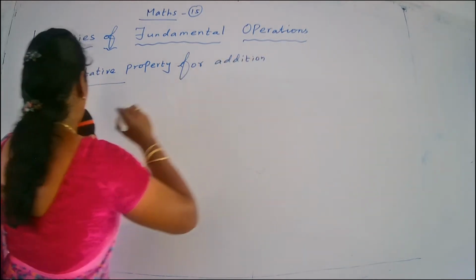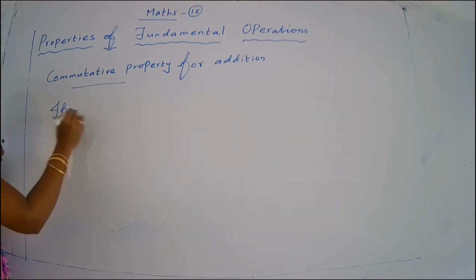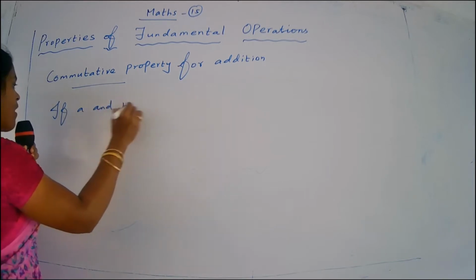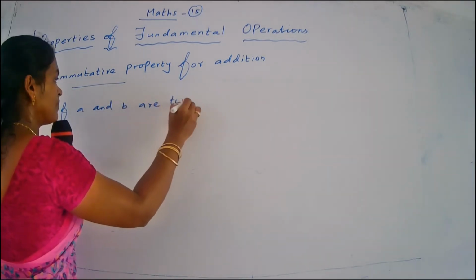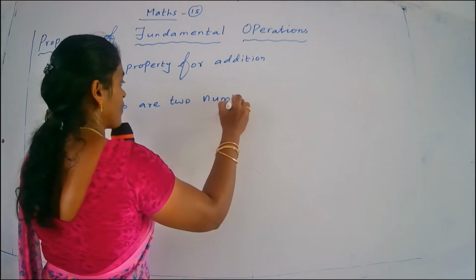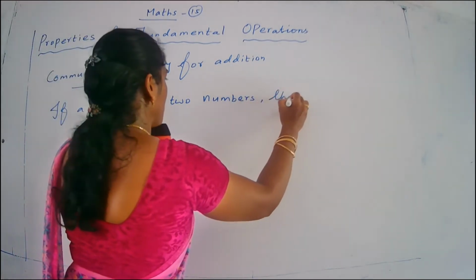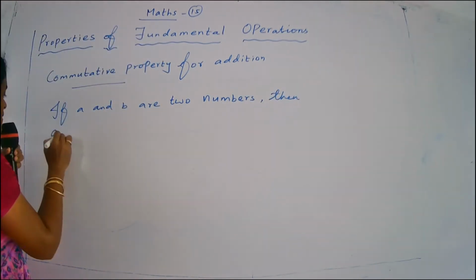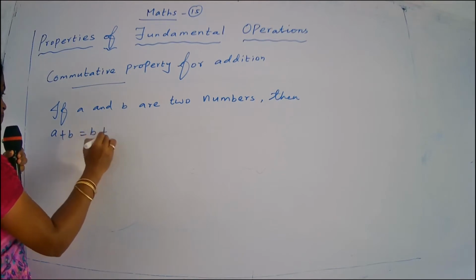So, one rule: if A and B are two numbers, then A plus B is equal to B plus A.